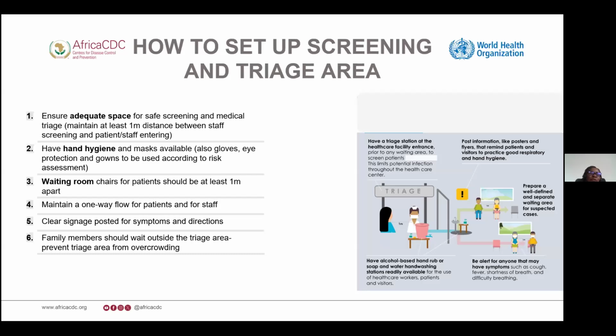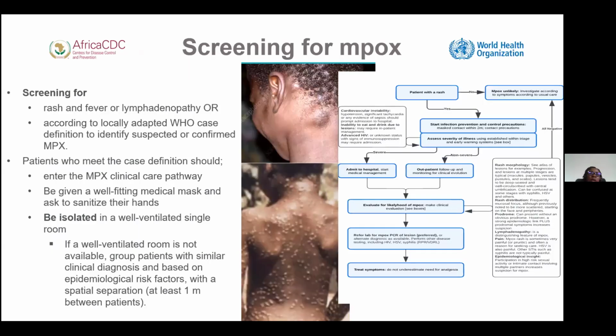It's important that this area have clear signage posted, so that any person going through the triage area can bring to his community relevant information. So we should avoid having family members as well as overcrowded areas.